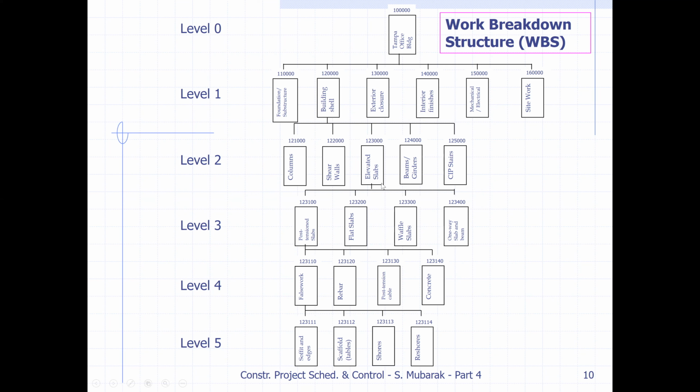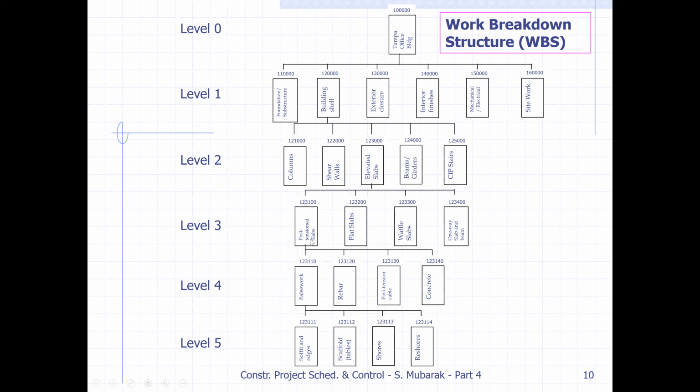Now let's see the slabs. We can see what kind of slabs there are at the third level. There is a post tension slab, a flat slab, a waffle slab, a one-way slab, or a two-way slab. So we can divide the slab in this way.